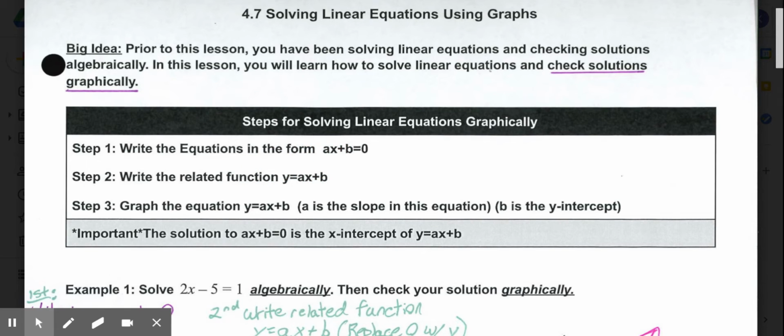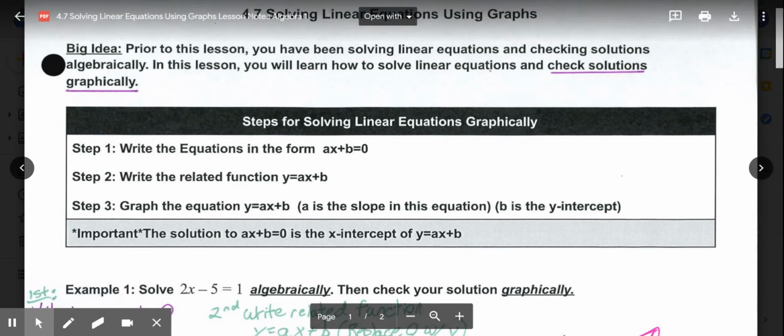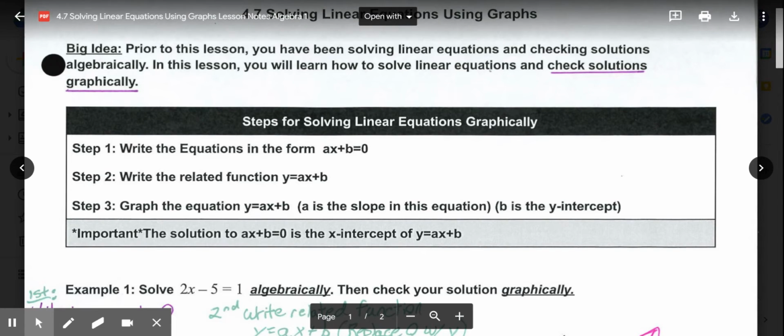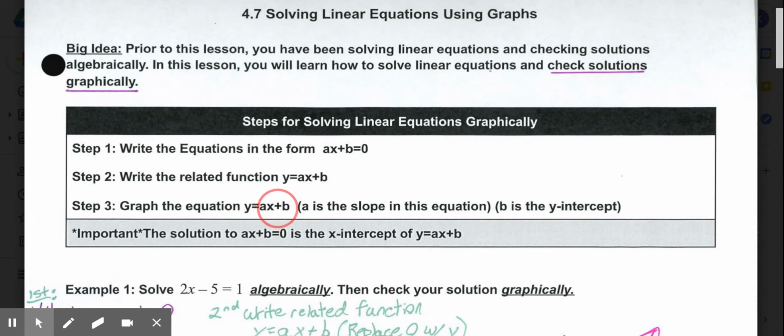And then step 3 asks us to graph the equation y equals ax plus b, where a is the slope and b is the y-intercept. So this is slope-intercept form. The a is our slope, just carrying over from the first two steps. And then an important reminder is that the solution to ax plus b equals 0 is the x-intercept of this final graph. So if we solve this for x, that would give us the x-intercept of this graph.